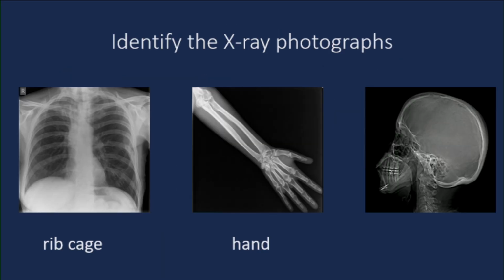Yes children, what is it? Yes, you are right, it is rib cage. Identify this part children. Yes, it is hand. Children, what is this part? You are right, this is the skull. The elbows and the knees, we are able to move them only in one direction. So, different body parts have different types of joints.